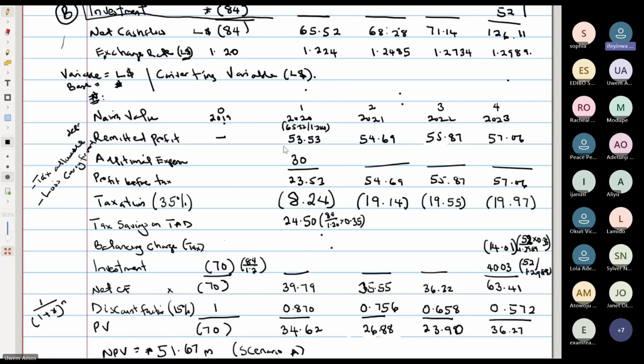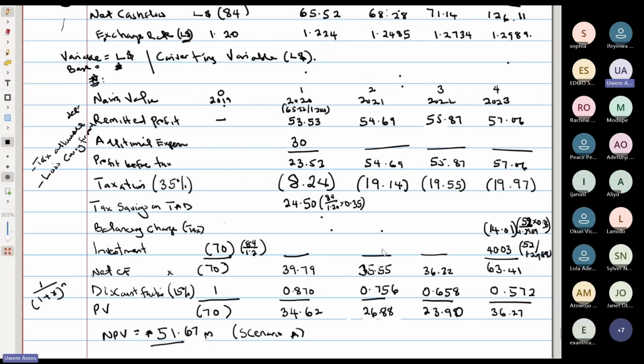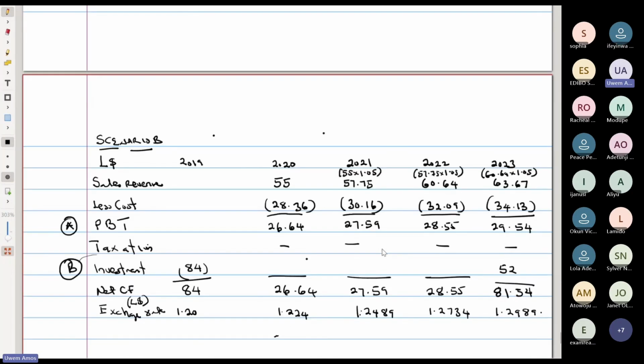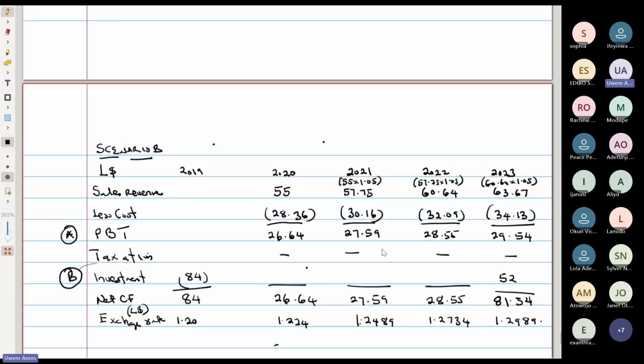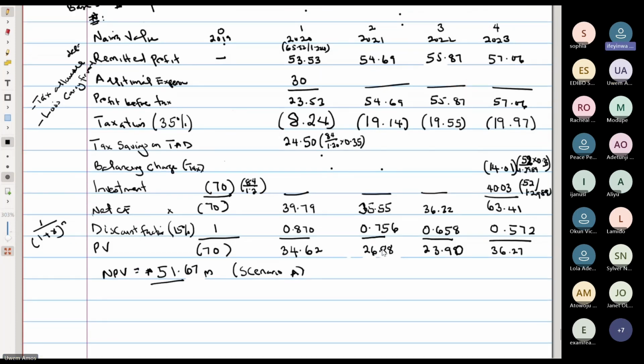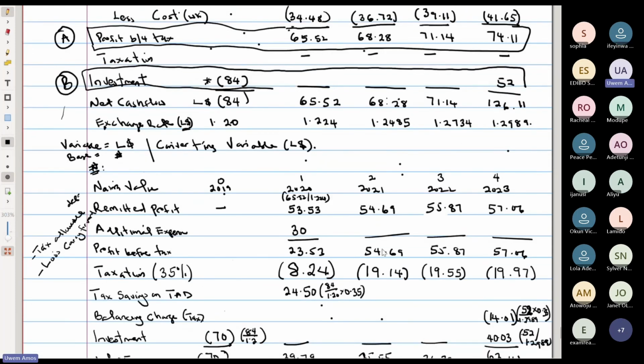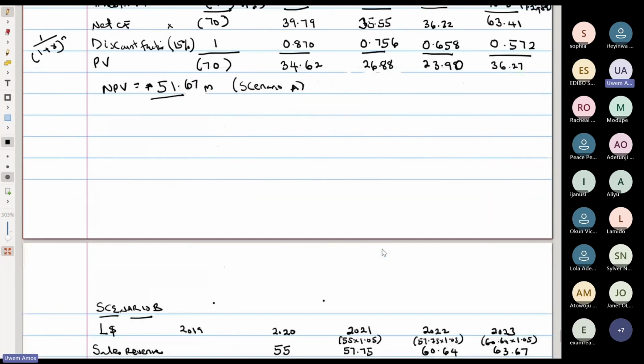Yeah, the figure you copied for 2021 for exchange rate is 1.2485, not 9. Okay, so let's double check that. 1.2489. What do I have up? 1.2485. Thank you.